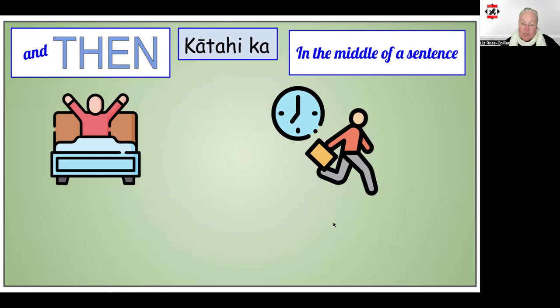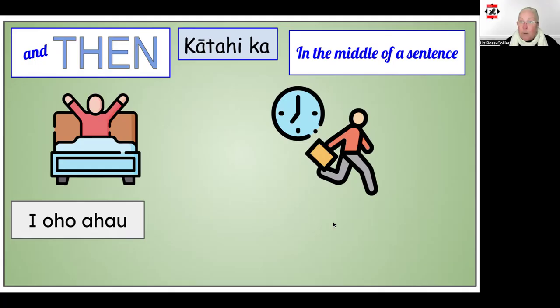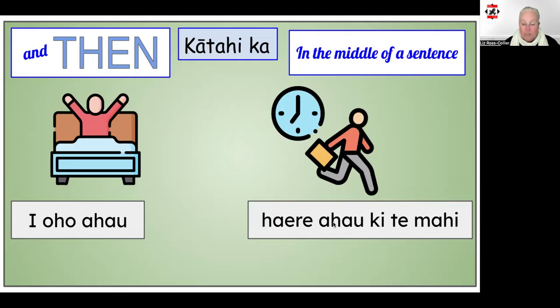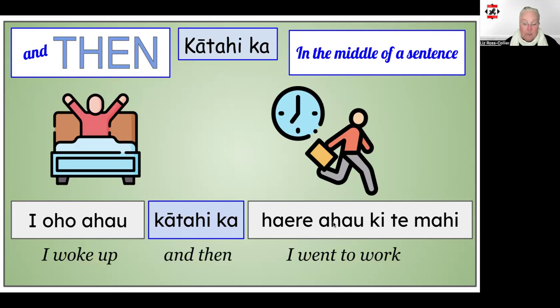Here's a brief explanation on how we use Kātahi Ka in a sentence. In these examples, it sits in the middle of the sentence. I'm going to say, I woke up and then I went to work. Let's put the two parts of the sentence down first. I woke up, I oho ahau. I went to work, haere ahau ki te mahi. Then we're going to use Kātahi Ka in the middle of the sentence to say, and then. I oho ahau Kātahi Ka haere ahau ki te mahi. I woke up and then I went to work.